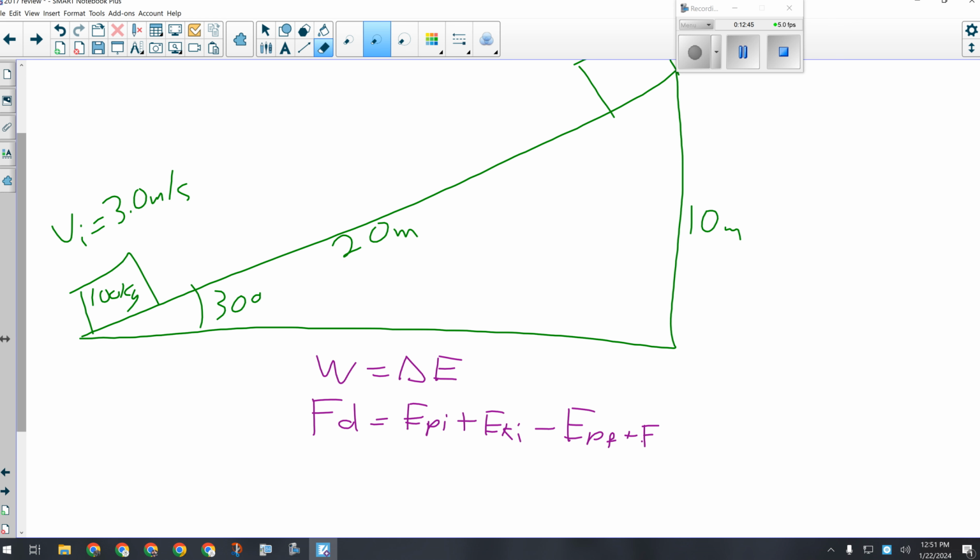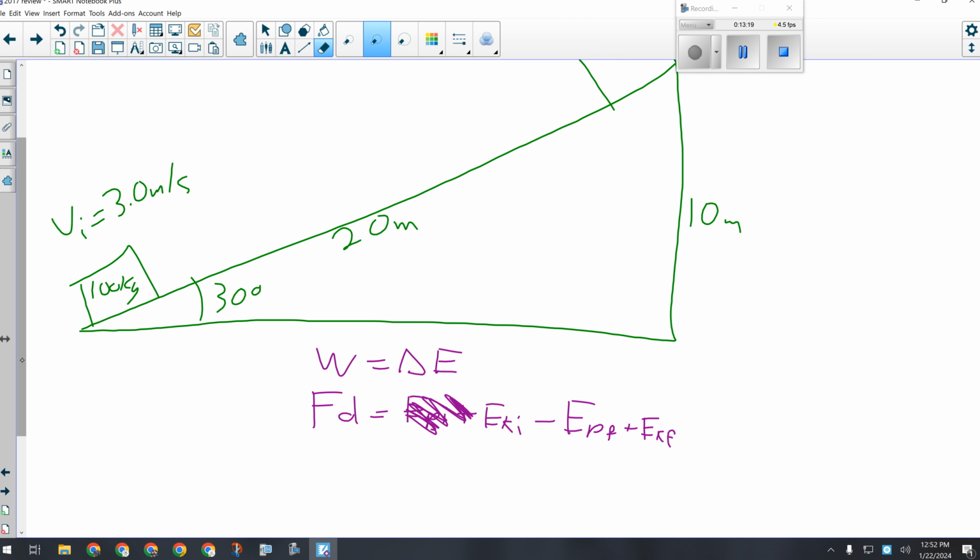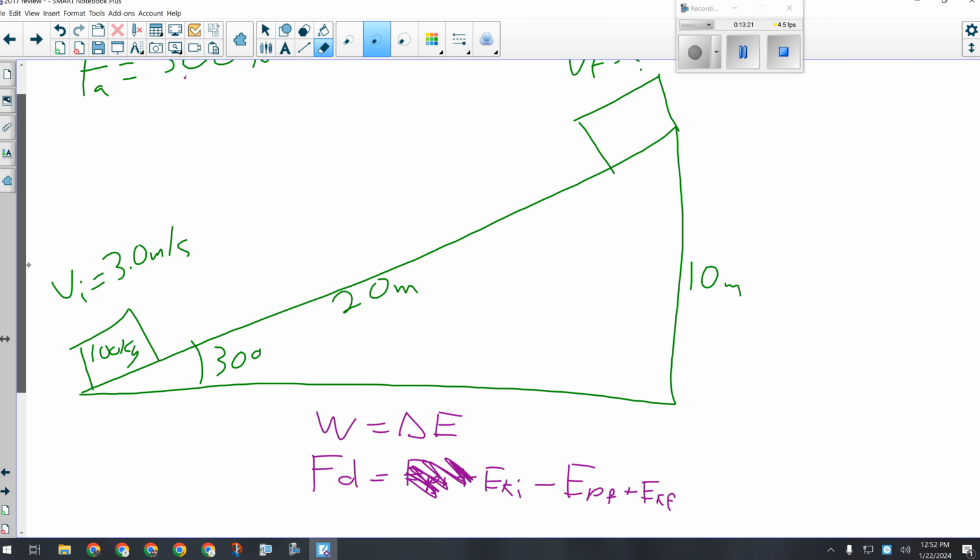Plus final kinetic. Okay, so work energy theorem. This is the change in mechanical energy. Now, are any of those 4 forms of energy that I just wrote down 0? Initial potential, because we're at the bottom of the ramp. There's no initial height, so this one I can take right out. All of the initial energy is kinetic, this 3 meters per second that the box is moving at the bottom of the ramp. Now what I'm looking for is the final speed of the box.